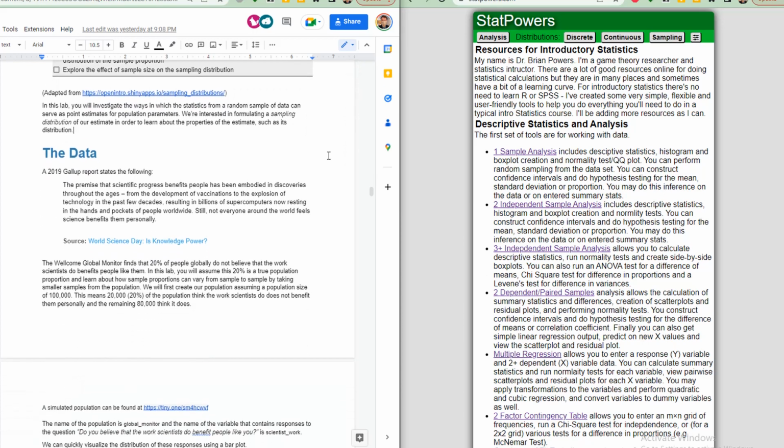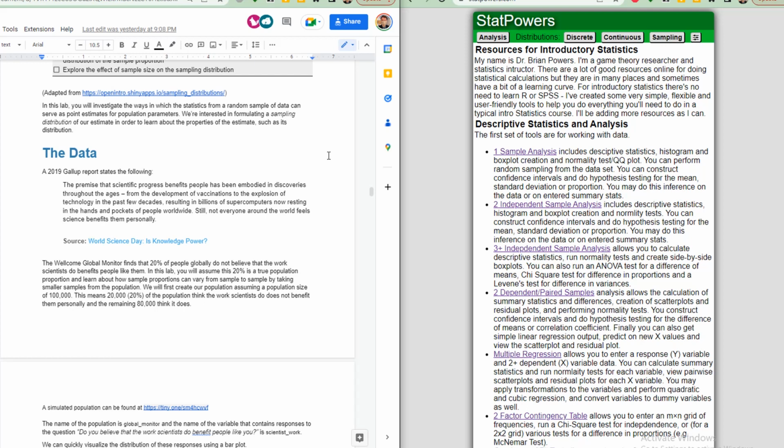In this lab, we're going to see the ways in which statistics from a random sample of data can serve as point estimates for population parameters. This is the idea of a sampling distribution: every time you sample, what distribution will the sample statistic be drawn from? Just as a random variable has a distribution, sample statistics can be modeled with a distribution as well.